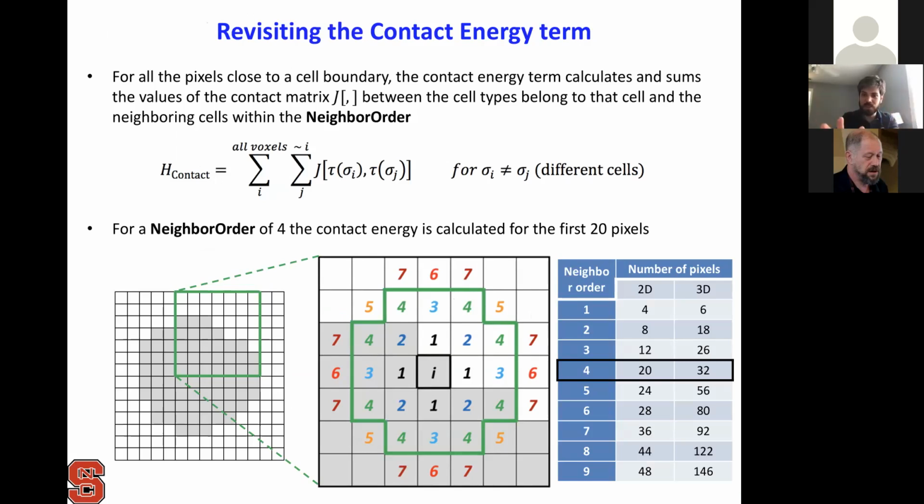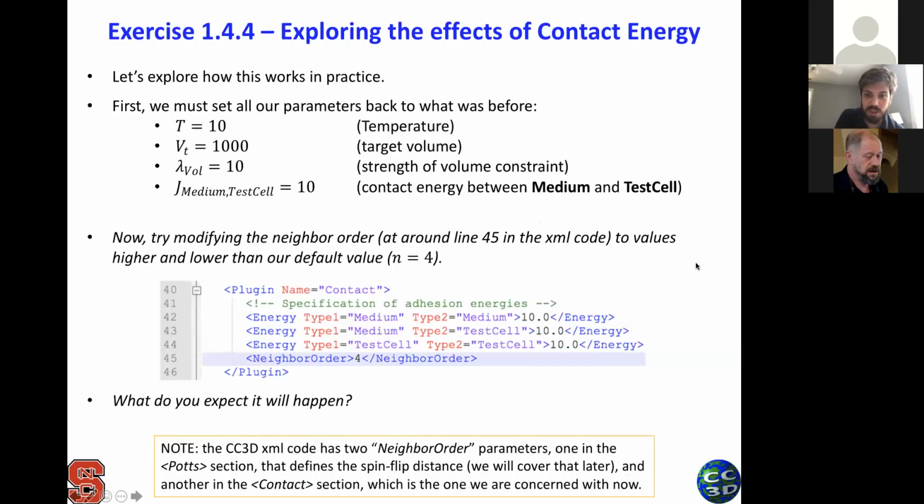But in the simulator that you are using, you only have one cell in the medium, so you're only seeing the effect on the cell shape. As we explore this parameter, you see one of the possible meanings of this parameter. So let's set up a simulation to explore this. Let's make all our parameters equal to the basic parameters. Temperature equals 10, target volume equals 1000, lambda volume 10, and let's keep the J of the cell and medium equal to 10 as well.